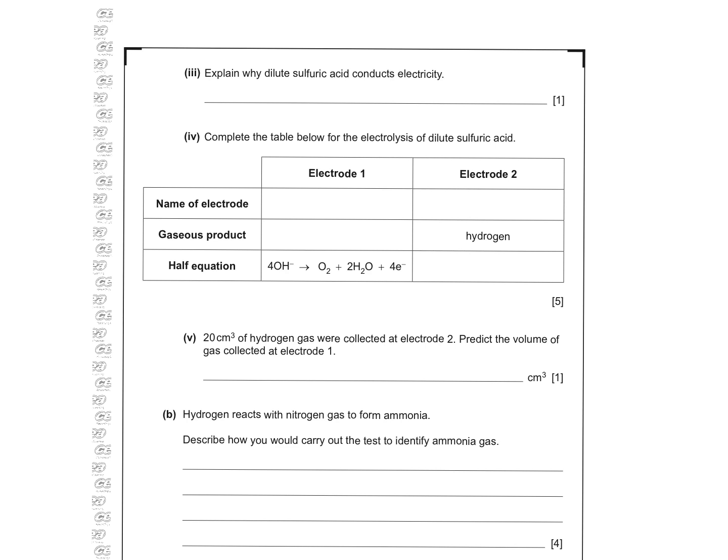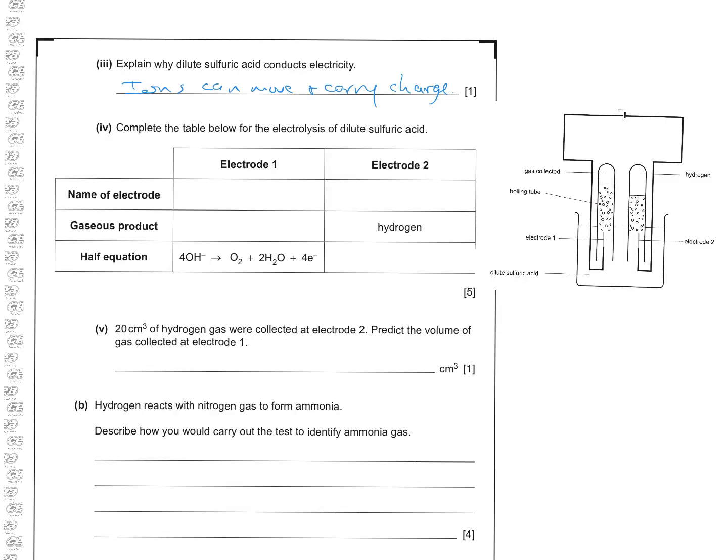Explain why dilute sulfuric acid conducts electricity. Well, it contains ions, and the ions are able to move and carry charge. So part 4 then is where we have to complete the table stating what happens at each electrode. Well, the name of electrode 1 is the anode, because you can see here electrode 1 is connected to the positive terminal. So that's the anode. And electrode 2 therefore is going to be the cathode, but again you can see it's connected to the negative one.